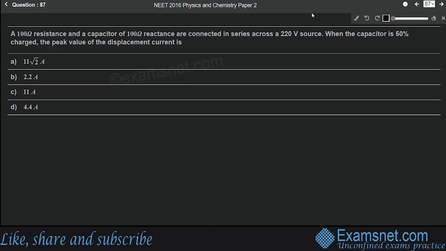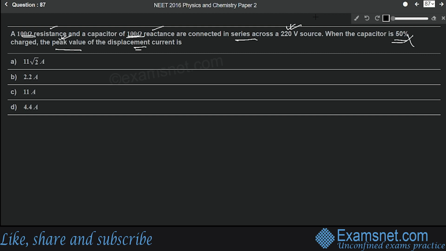Question number 87 is related to electromagnetic waves, and the question is: a 100 ohm resistance and a capacitor of 100 ohm reactance are connected in series across a 220 volt source. When the capacitor is 50% charged, the peak value of the displacement current is, okay. So since the peak value of the current is asked, this percentage of the capacitor charged doesn't matter.